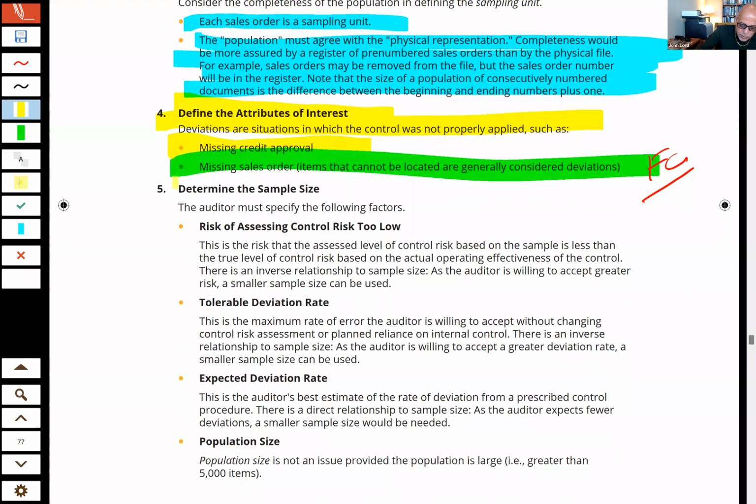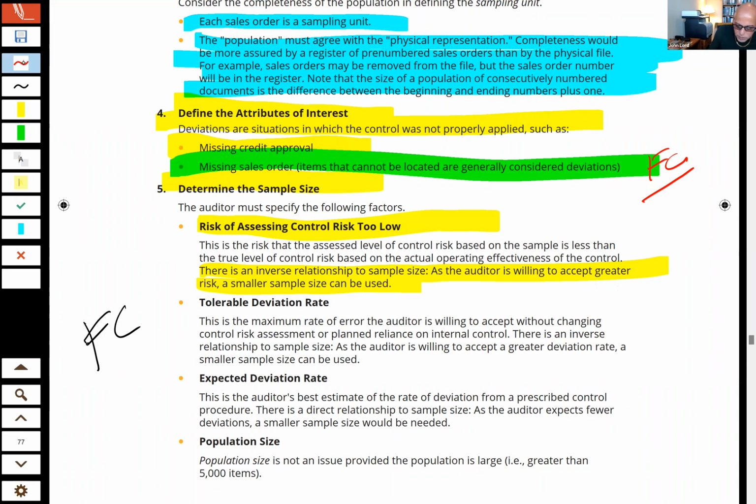Now, determine the sample size. What we're going to look at, and I'm going to ask you to flashcard these, is how these different factors affect the sample size for our control test here. Okay, so, risk of assessing control risk too low. And they tell us here that there is an inverse relationship to sample size. If the auditor is willing to accept greater risk, smaller sample size; less risk, larger sample size.